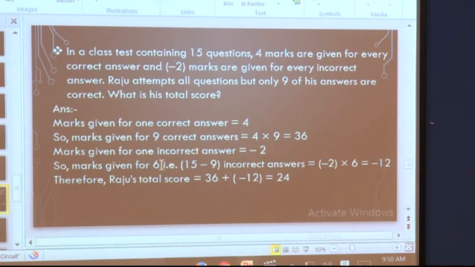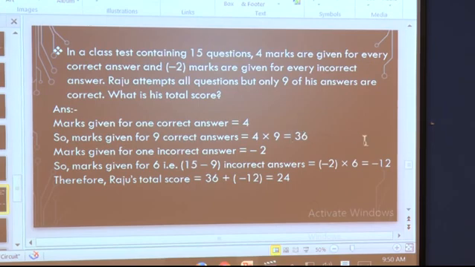Marks given for one incorrect answer, how much is it? Yes, we had read the problem, the statement is minus 2. So marks given for an incorrect answer is minus 2. So marks given for 6 incorrect answers are minus 2 each. Why are we writing minus 2? Because the teacher is going to cut 2 marks for each incorrect answer. So it is 6 into minus 2 is minus 12. So Raju got 36 for correct answers and he got minus 12 for incorrect answers.